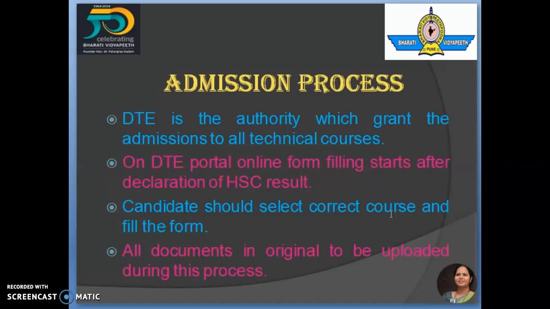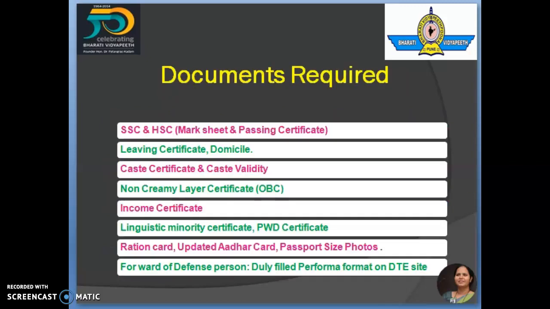Before filling the form, you should always keep in mind that every document which you are uploading should be in original. So what documents are required? SSC and HSC mark sheet, leaving certificate, domicile, caste certificate and caste validity to be very precise. Non-creamy layer certificate specifically for OBC candidates, income certificate, linguistic minority certificate if you belong to that, person with disability PWD certificate, ration card, updated Aadhaar card, passport size photo, for ward of defense person, duly filled proforma which is available on DTE site.